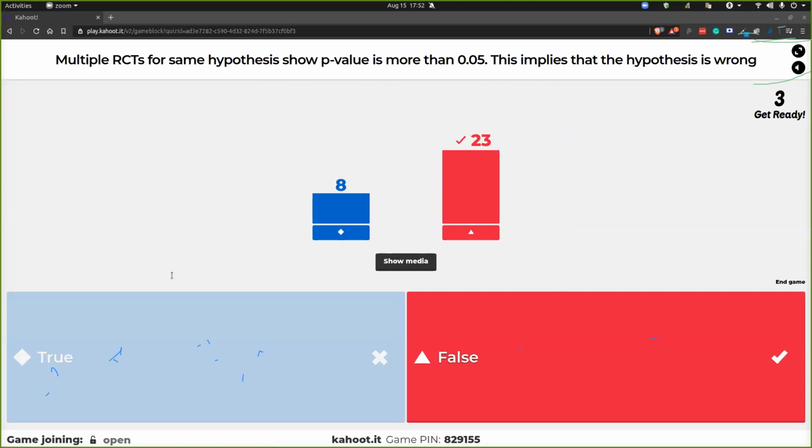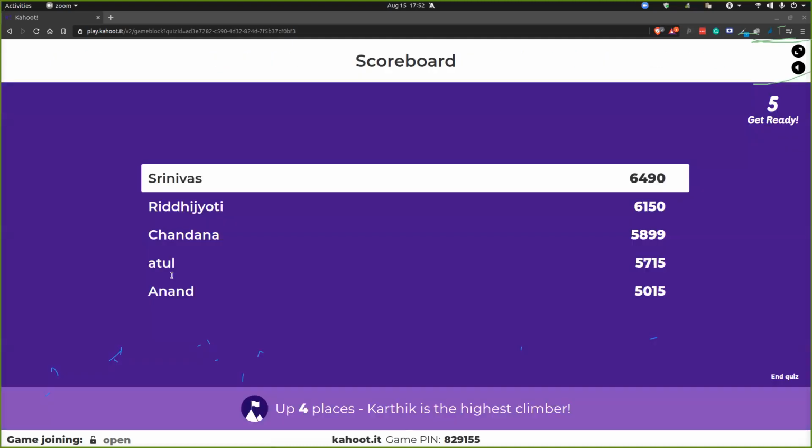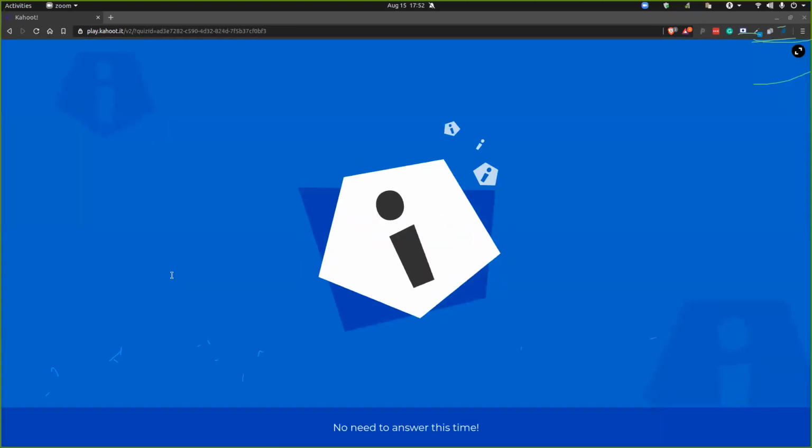Right, most of the people have got it right this time. And Srinivas is leading by nearly 300 points. Excellent.